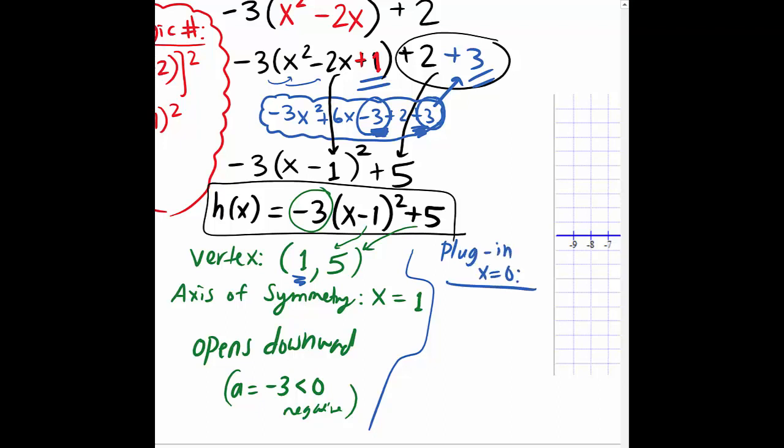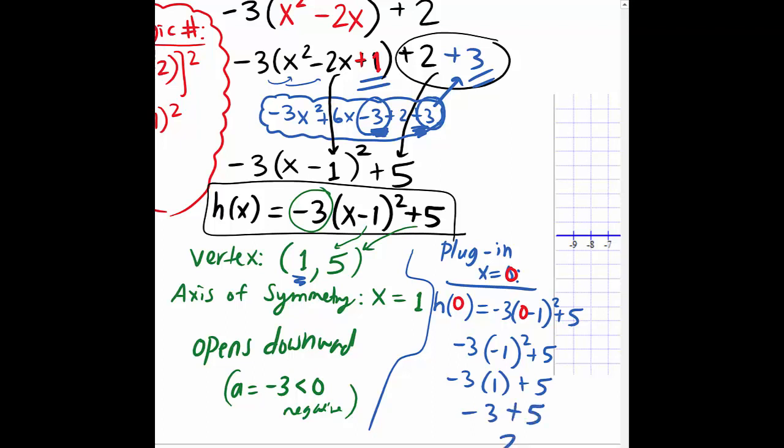Remember we said you could plug in whatever you want, as long as it's close to that value. Anything close to 1, it could be 2, 3, 4, 0, -1, -2, somewhat close. Alright, it should be h of x equals -3 times x minus 1 squared plus 5. But I want to put a 0 where the x was. Let's see what will happen. -3 times 0 minus 1 is -1. -1 squared is +1. +1 times -3 is -3. Plus 5 is 2. The second point must be 0, 2.